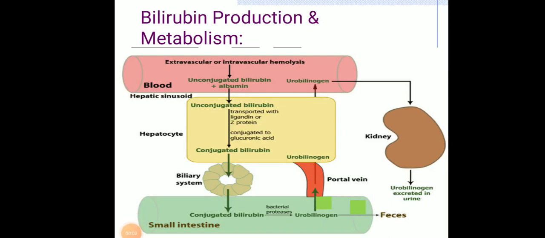Today's topic is jaundice. Okay, you have heard about jaundice many times. So, in the previous class, we learned about heme catabolism, right? How heme is catabolized. Heme is released into the blood and it is converted to biliverdin. Then it is reduced to bilirubin. This bilirubin is insoluble in water.